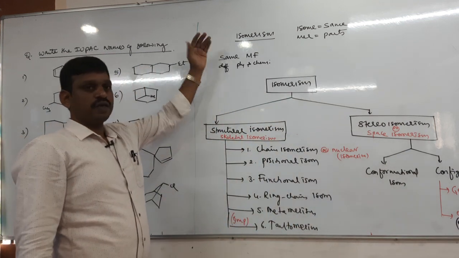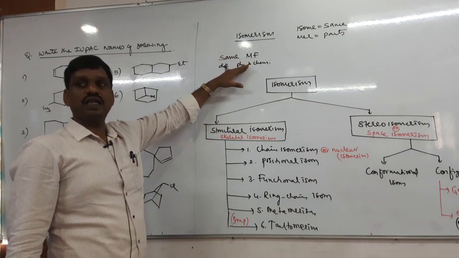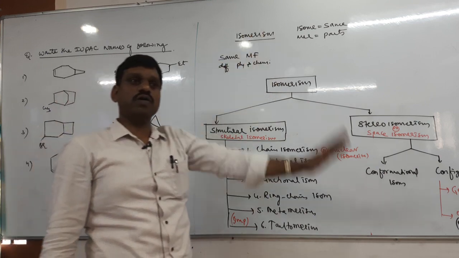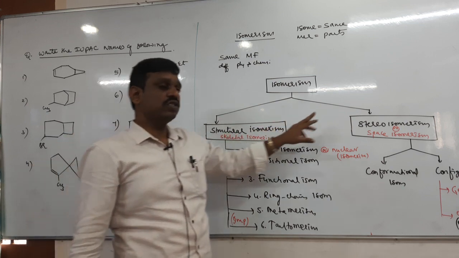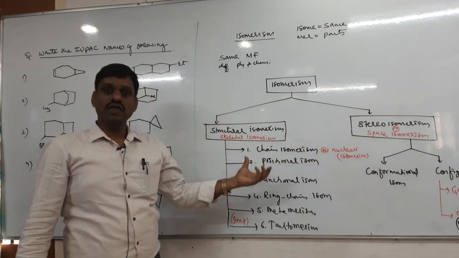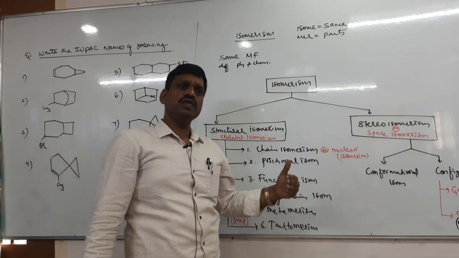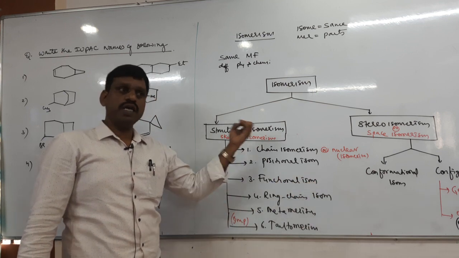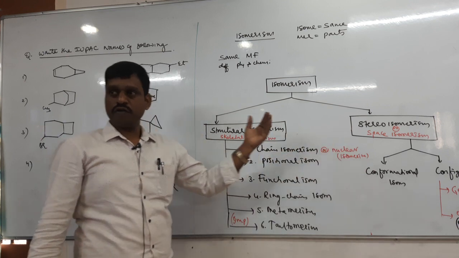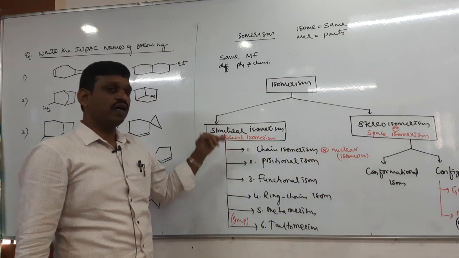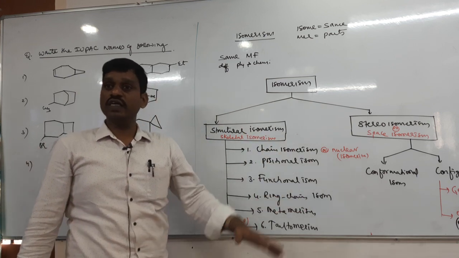Once again, what is isomerism? Same molecular formula, different physical and chemical properties are called isomers, and the phenomenon is called isomerism. Isomerism is of basically two types, structural and stereo. What is structural isomerism? Organic compounds which have the same molecular formula but differ in structure. Same molecular formula, different structural formula. If organic molecules have the same molecular formula but different structure, they are called structural isomers, and the phenomenon is called structural isomerism.